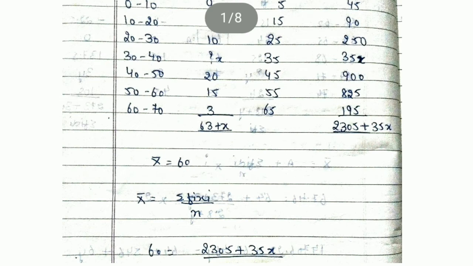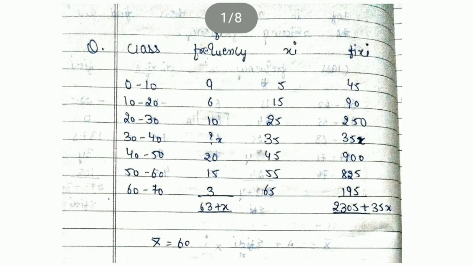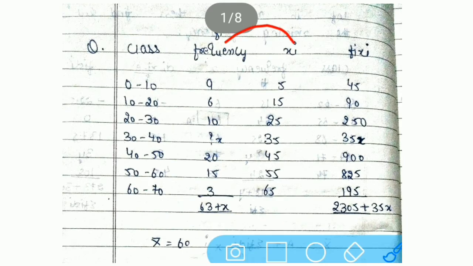Now as per our formula, the last requirement is sigma fi xi, that is multiplication of frequency with the x bar. So let us multiply frequency with x, we have to multiply both of these. So now 9 into 5, your answer is 45. 6 into 15, answer is 90. 10 into 25, answer is 250. 35 into x, so your answer will be 35x. See, you can multiply it, but your answer will remain with the assumed alphabet, that is 35x.